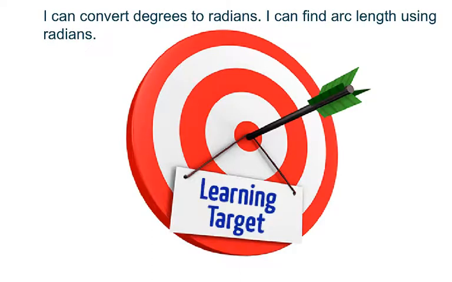So this lesson is I can convert degrees to radians, and then we'll switch it back to radians to degrees, and then we're also going to find the arc length using radians. So we've already looked at finding an arc length, but that was with degrees, and it's just a different formula, but it's pretty much the same thing.